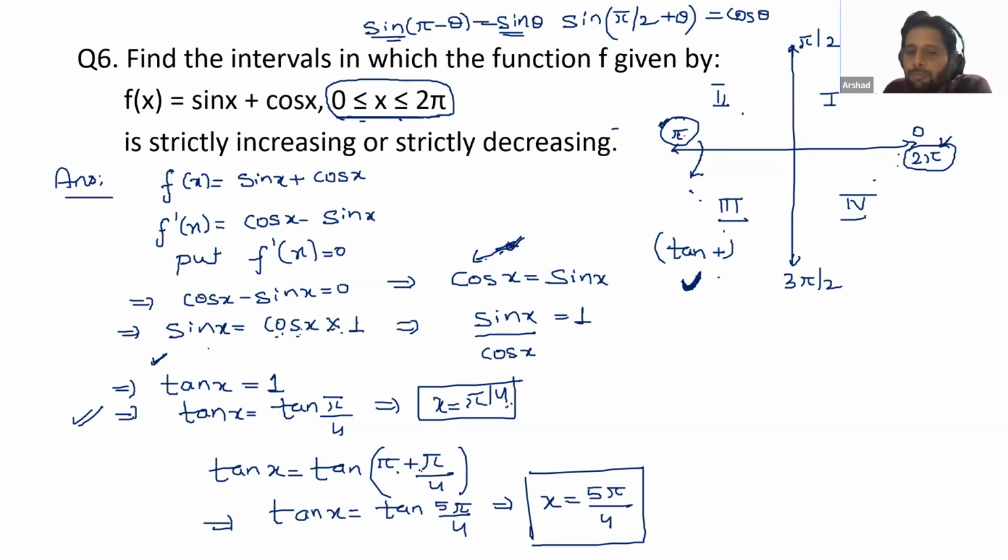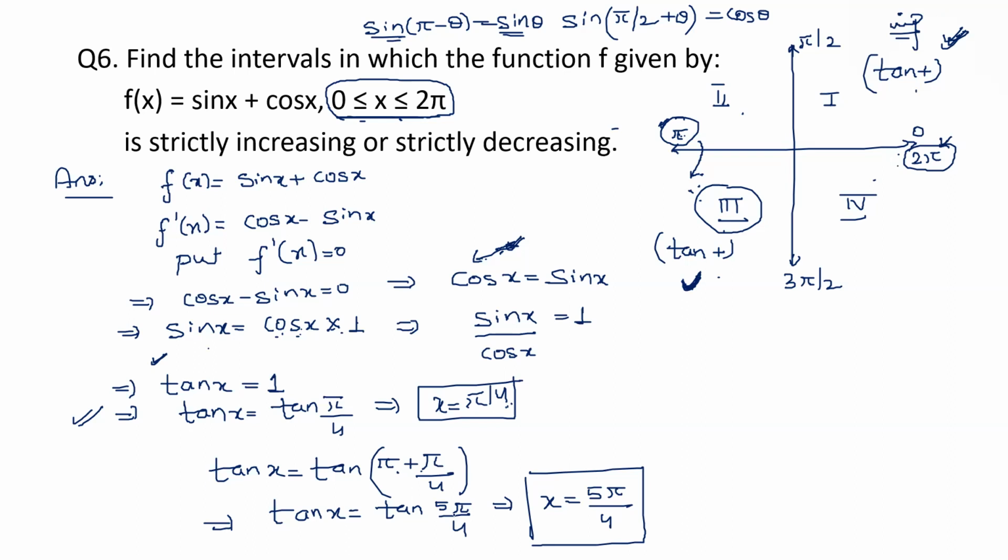So we will write pi plus pi by 4. If you add pi by 4 to pi, you will shift the angle to the third quadrant. That's why we take the LCM. Pi plus pi by 4 is what? 5 pi by 4. x is equal to 5 pi by 4. Umair and Fahd, is it clear? Yes, sir. Okay, great.